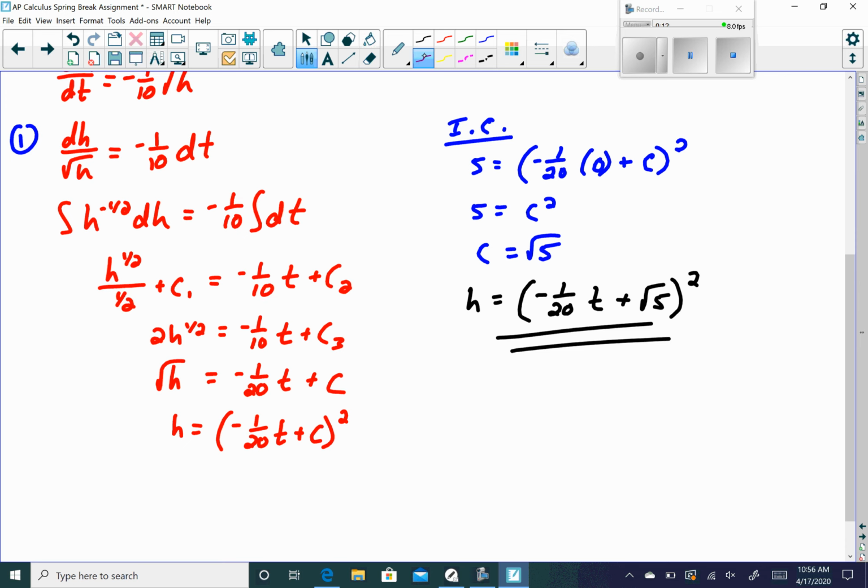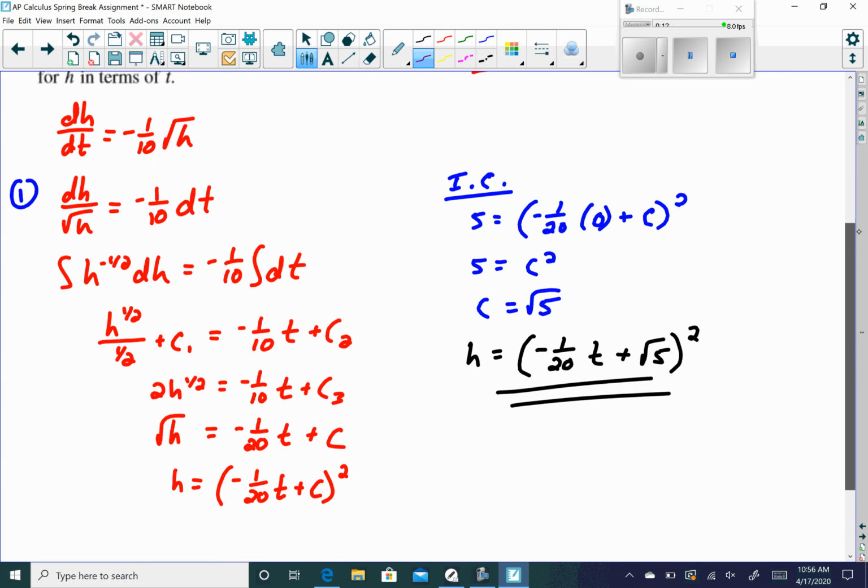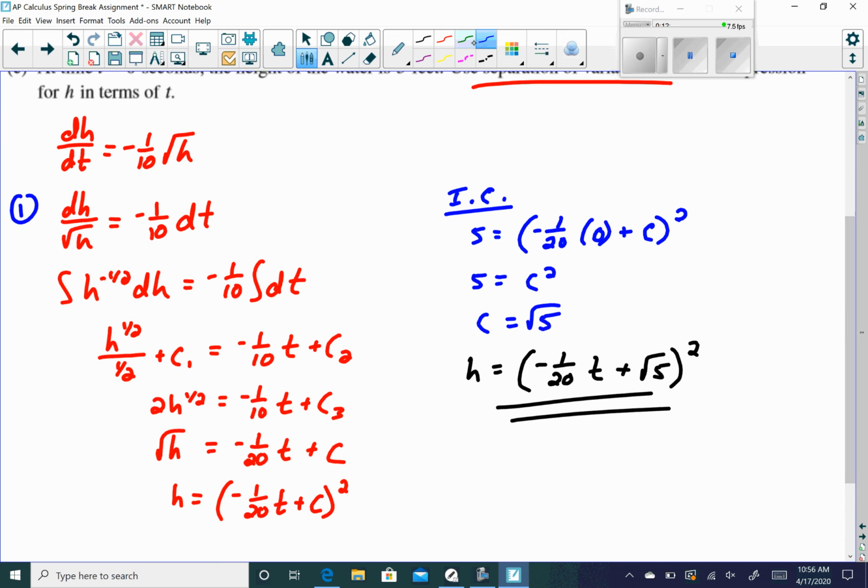This part of the problem is worth 4 points altogether. So right away we get 1 point for separation of variables. You get 2 points for the antiderivative and the constant of integration here. And then our 4th point just comes right from the answer.